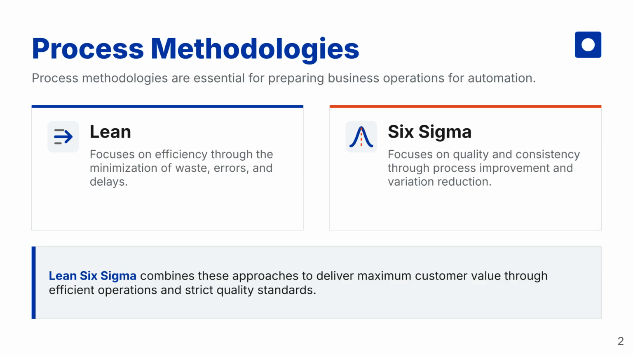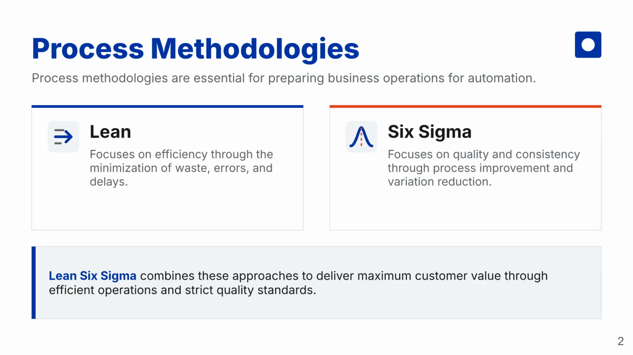The final approach combines the strengths of both methodologies, and is known as Lean Six Sigma. Instead of choosing between speed and quality, Lean Six Sigma achieves both simultaneously. Lean removes unnecessary activities to make processes more efficient, while Six Sigma ensures those processes consistently produce high-quality outcomes with minimal errors. Consider a bank processing loan applications.